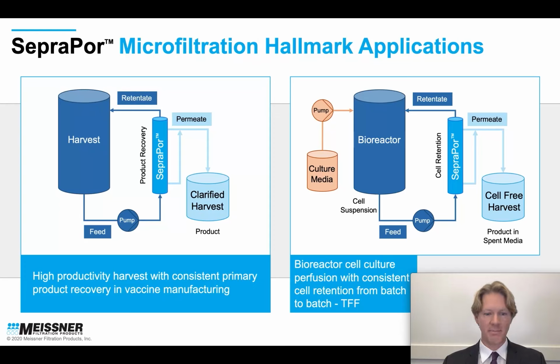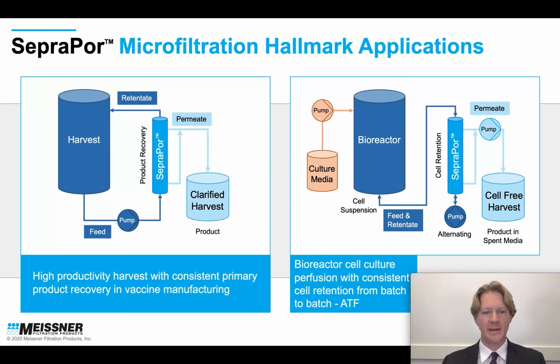In cell culture perfusion applications, SepraPor provides consistent cell retention and filtration performance from batch to batch. Shown on the right is a simplified schematic of a typical TFF loop for cell culture perfusion. The cell suspension is pumped from the bioreactor and through the SepraPor device, which retains cells in the retentate and returns them to the bioreactor. The product containing permeate is collected as cell-free harvest material. As the permeate is collected, the bioreactor volume decreases, and fresh culture media is pumped into the bioreactor to maintain a consistent volume and provide fresh nutrients to the cell culture.